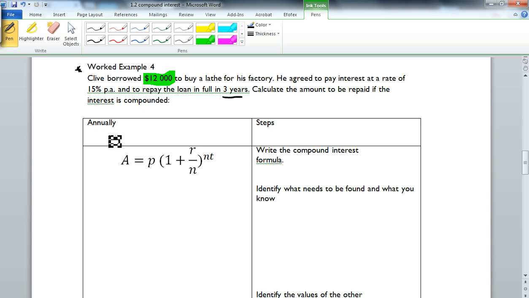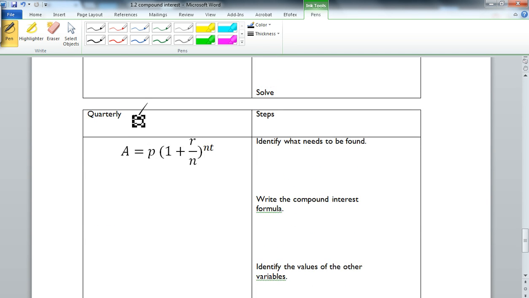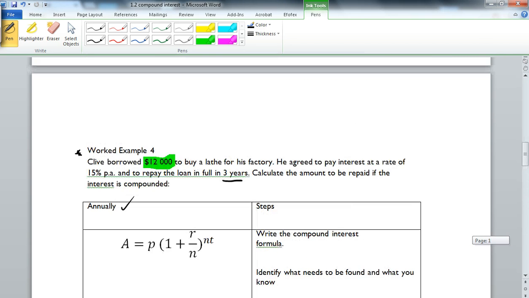If the interest, we're going to do 3 ways. All right, we're going to do it the way we did it before, annually. Then we're going to compound the interest every half year, and then we're going to compound the interest quarterly. Okay, so let's do the annual one first.